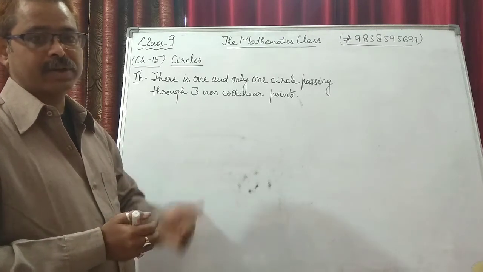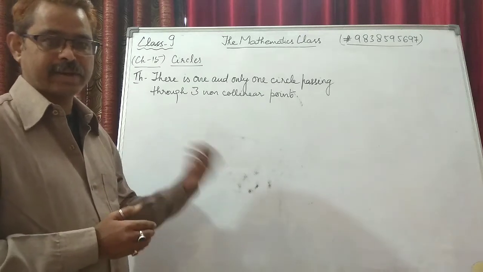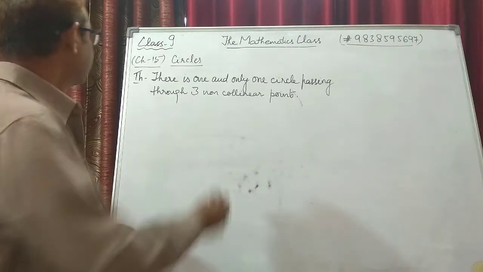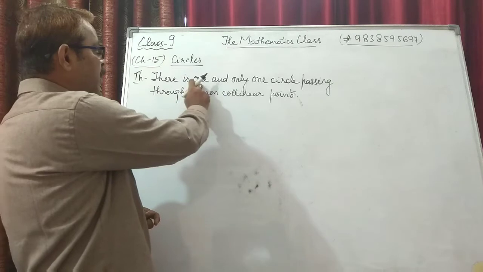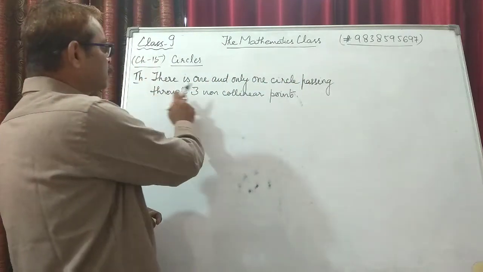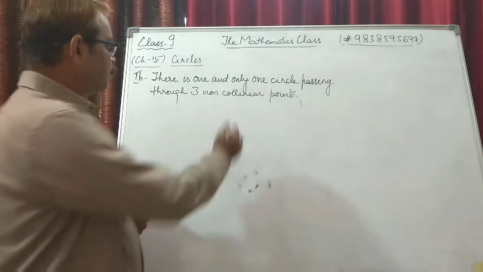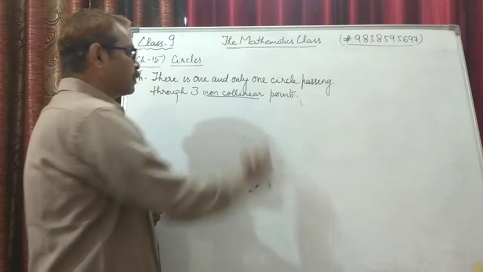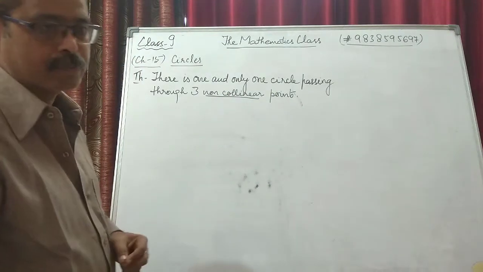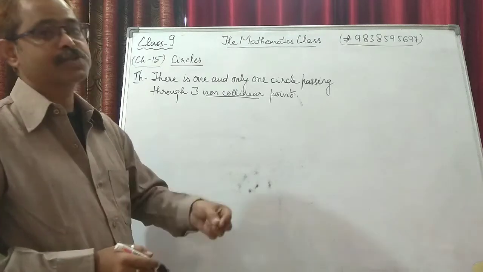In the previous class we have discussed two theorems. Now we are moving to the next one. This is a very important theorem and I'll be explaining its proof. They say there is one and only one circle passing through three non-collinear points. So first of all, what is the meaning of non-collinear? Non-collinear points means the points which are not in a straight line.